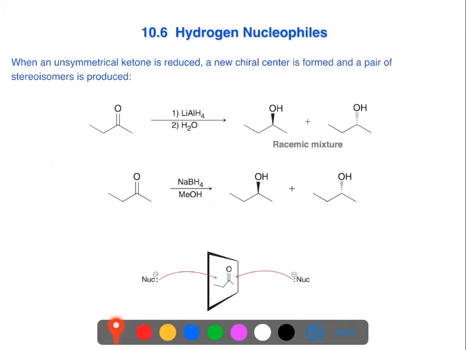Now, when we start from, let's say, an unsymmetrical ketone, if that's reduced using our hydride nucleophiles, what we will obtain is a pair of stereoisomers, specifically a pair of enantiomers. That's because, as we mentioned previously, we can have nucleophilic attack, the delivery of that hydride, from either side of that particular structure. As a result, we'll end up with a racemic mixture, that is a 50-50 mixture of the two configurations, if a chirality center is formed in our product.